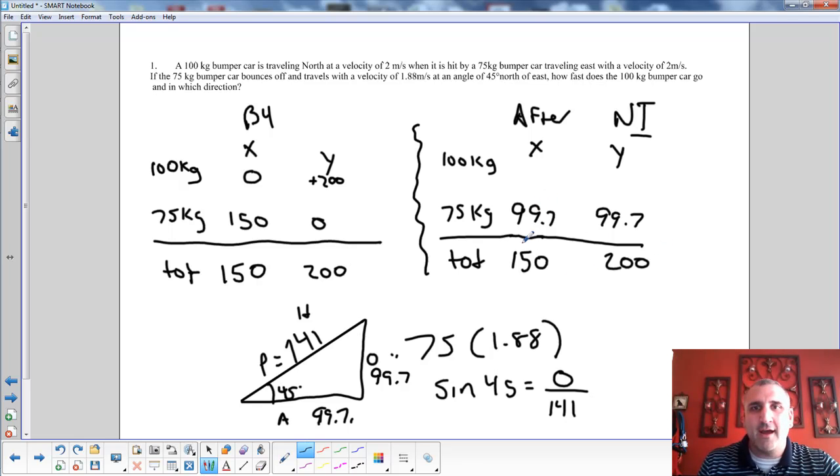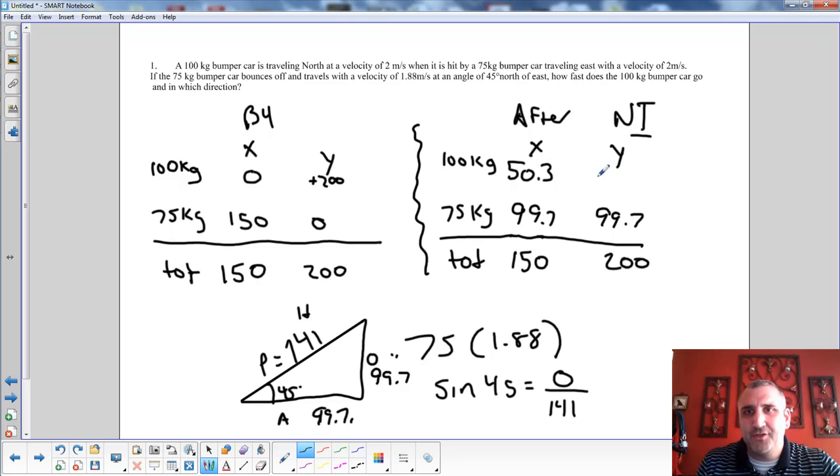I have total momentum too. So now I've got what one car is doing. I have what the total's got to be. I got to figure out what the other car is doing. Well, if I'm totaling up to 150 and I've already got 99.7 accounted for, this guy's going to be, what, 50.3? Because 99.7 plus 50.3 equals 150.